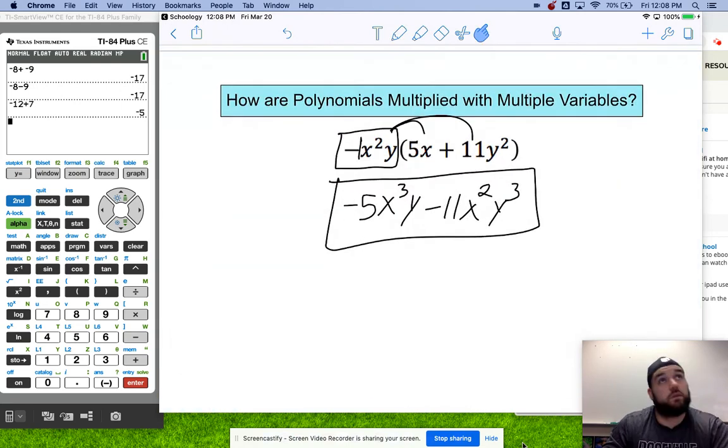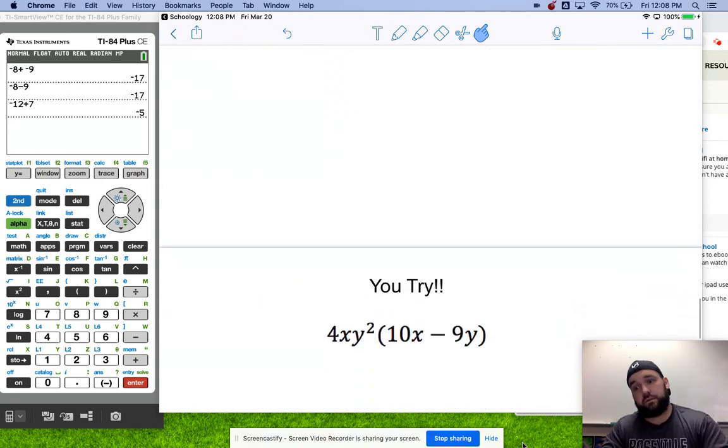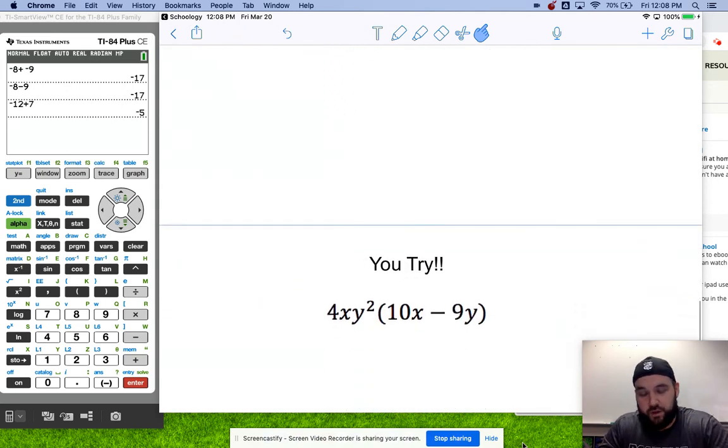Support staff, I know that we're in transition of switching our shift. Just remember to continue to check your email.